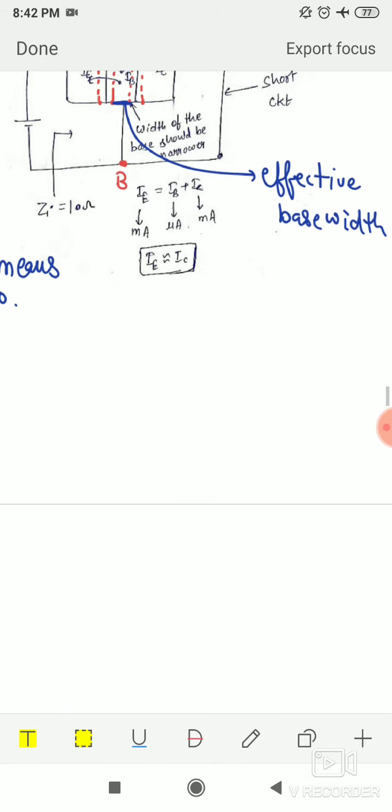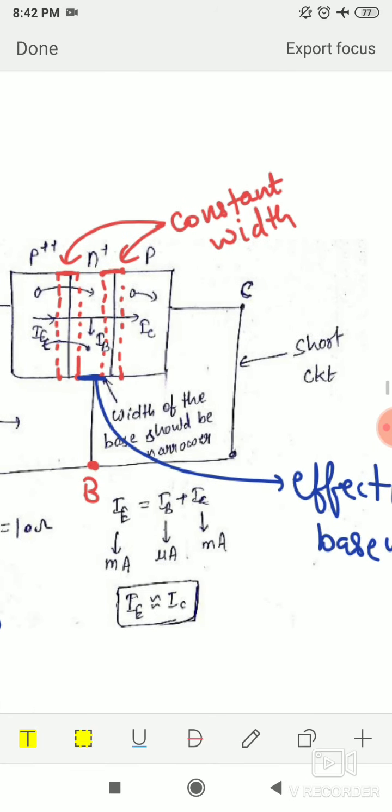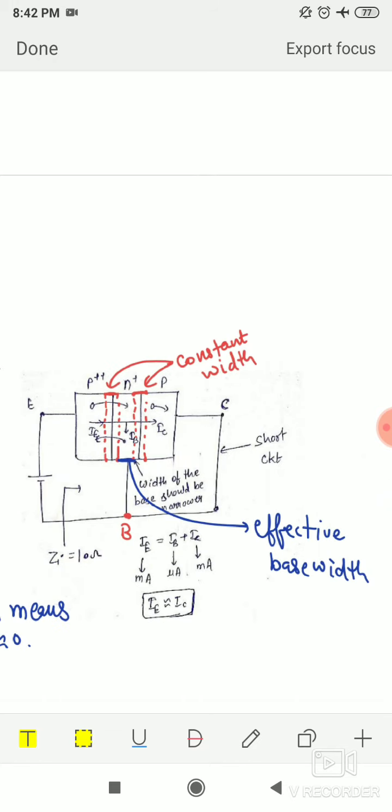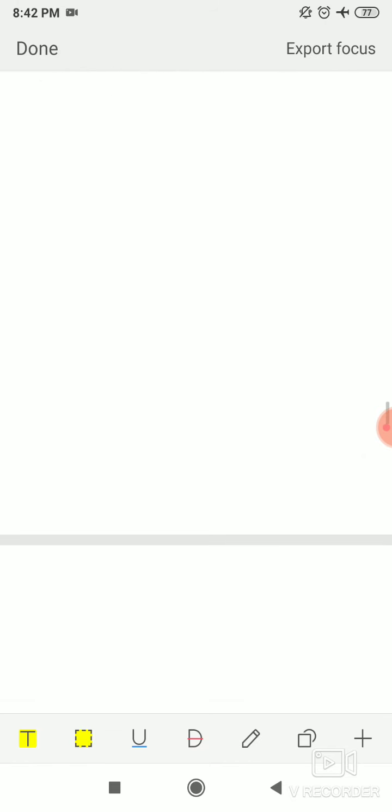that IE equals IB plus IC, where IE is in milliampere, IC is in milliampere, and IB is in microampere. So if IB is neglected, then IE equals IC. So we should decrease the IB value.